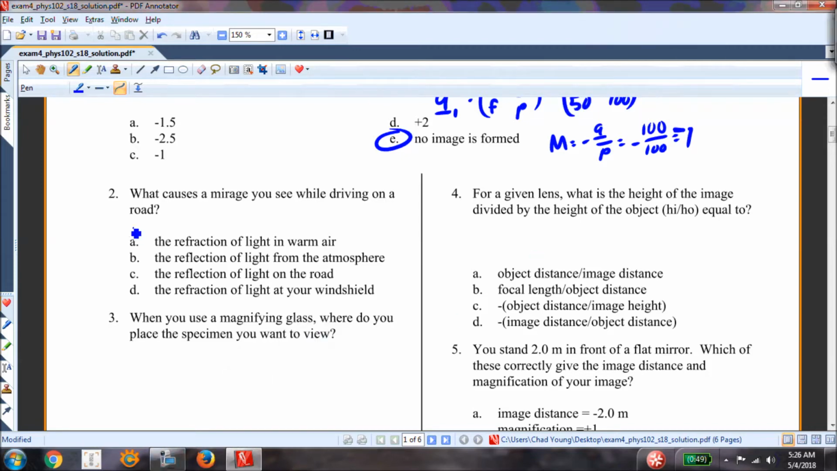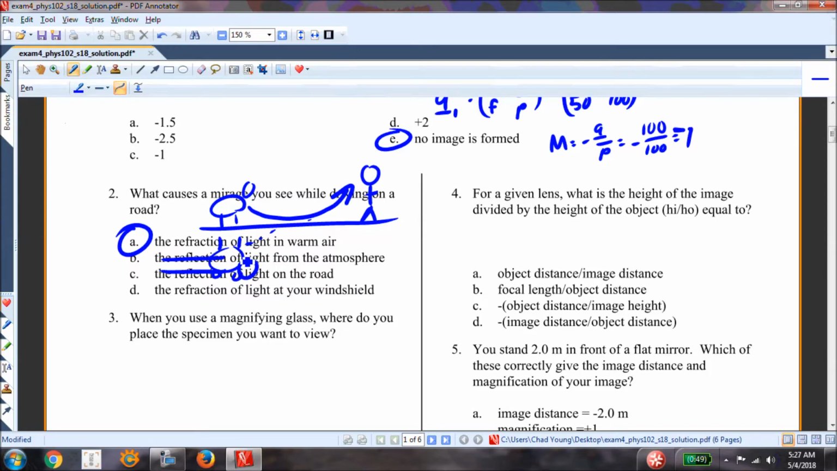What causes a mirage when you see while driving on the road? That's going to be the refraction of light in warm air. It's not a reflection event. It's a refraction that if you have a warm road, we sort of did this in class, there are light rays that are traveling and they're bent in the warm air. And then you see them, but it appears as if they're coming from a reflection, like that. So that's a mirage, and it's a refraction event.